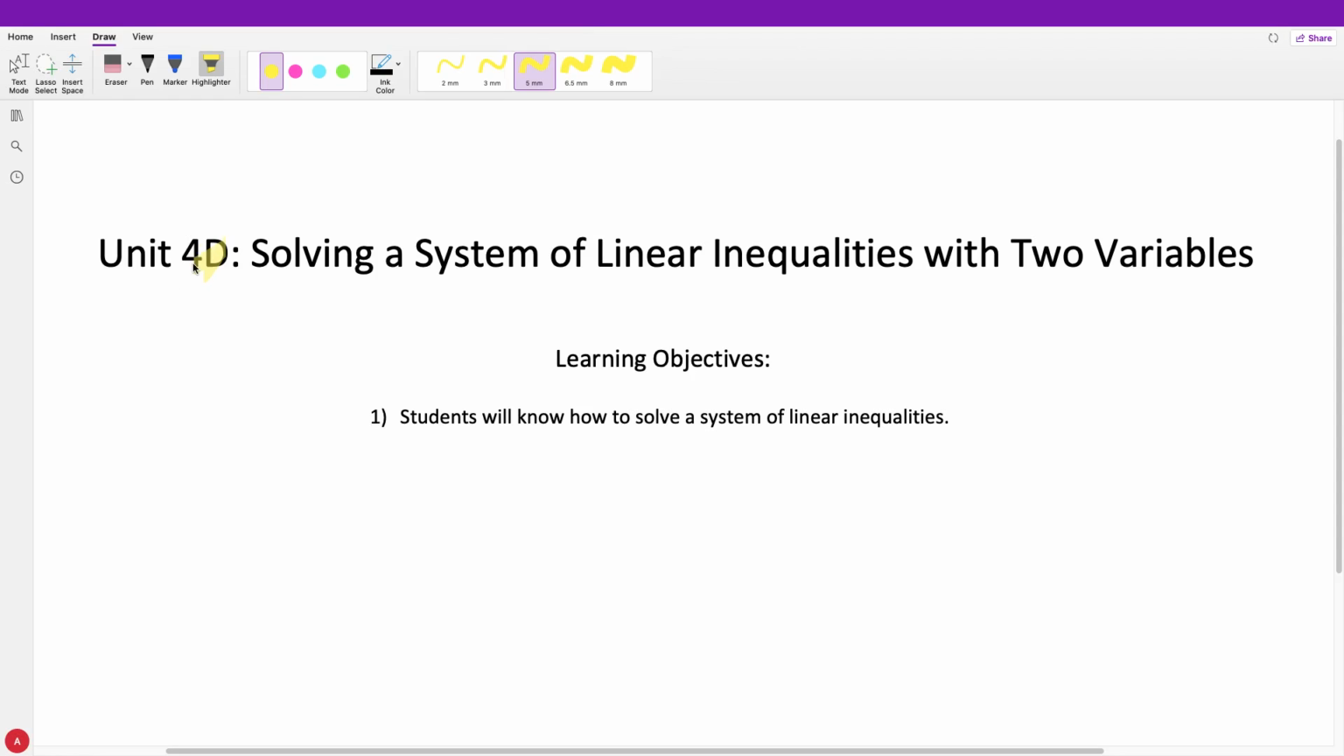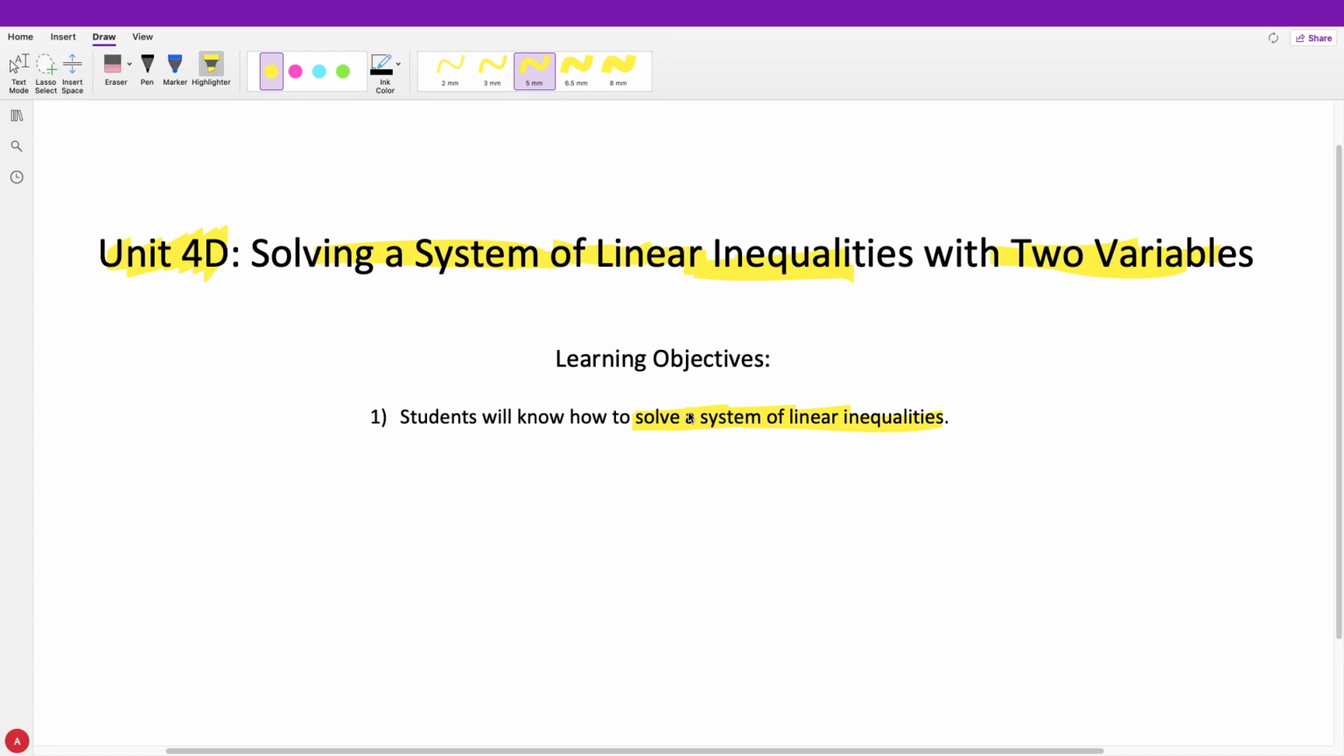All right, so we're now moving on to the last section of this unit, and that's section 4D, and we're going to be solving a system of linear inequalities with two variables. So our objective and our goals for this video is just to be able to solve a system of linear inequalities. And honestly, this should be the easiest section of the four that we've done in this unit because we've already done solving or graphing linear inequalities before.